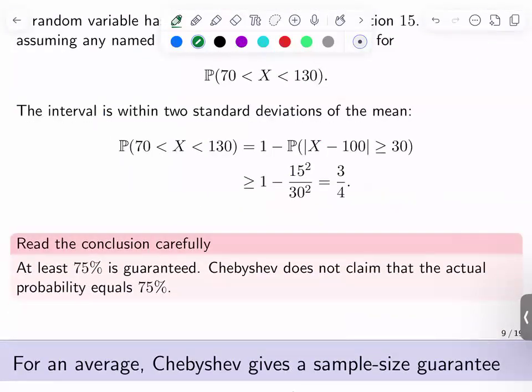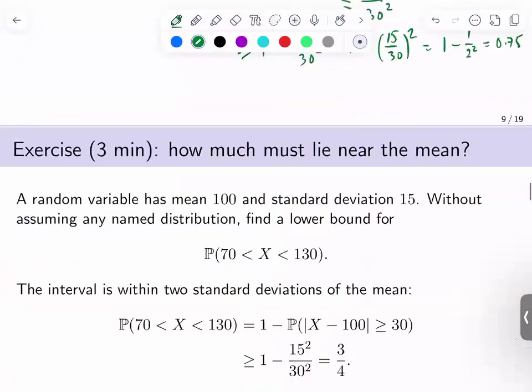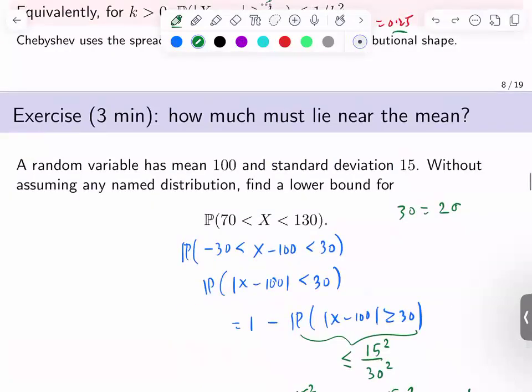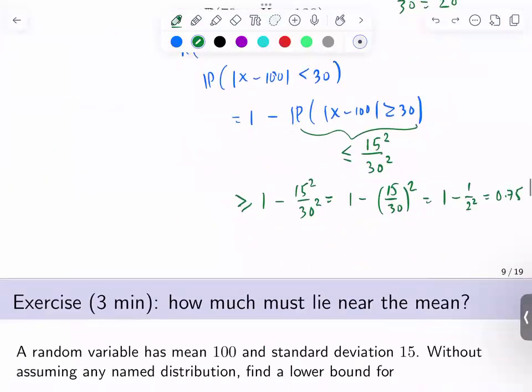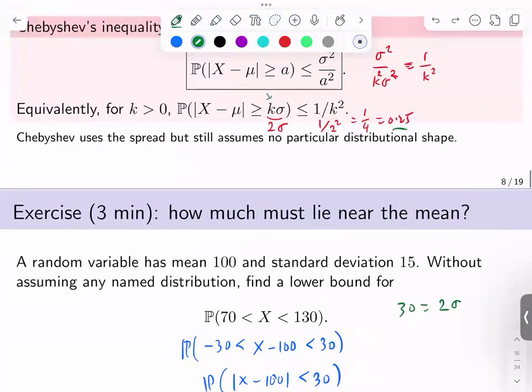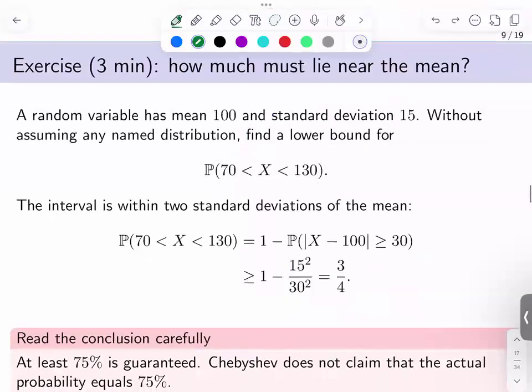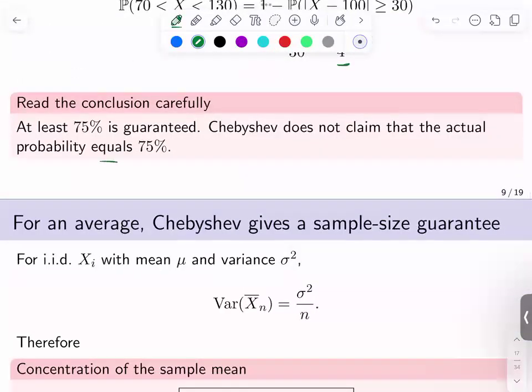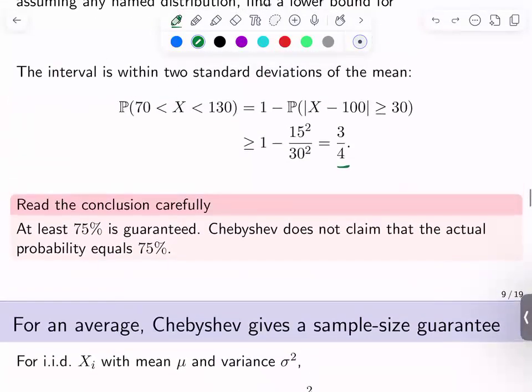Yes, Hayden is correct. It's an upper bound basically. So the tail is upper bounded, but this is the bulk, so this is the opposite. So you get 1 minus this. The opposite event has 1 minus this, so the inequality is reversed. So it's going to be bigger than or equal to 3 over 4. 75% guaranteed. It doesn't mean that the probability is equal to this, but it is at least this much without any more assumption. For a particular distribution, it could be more.